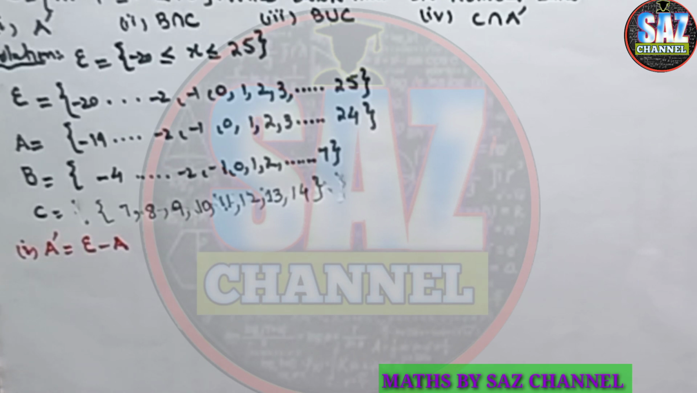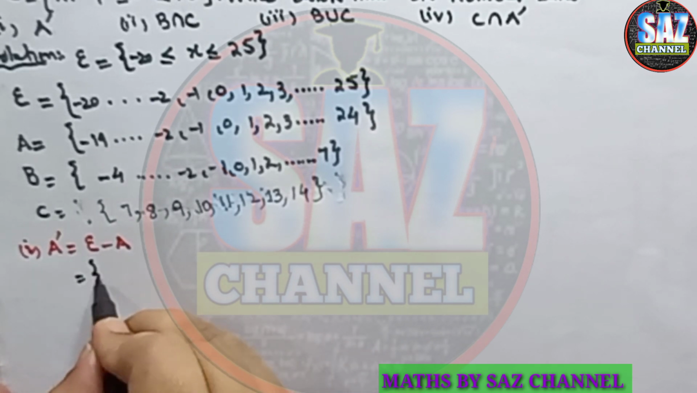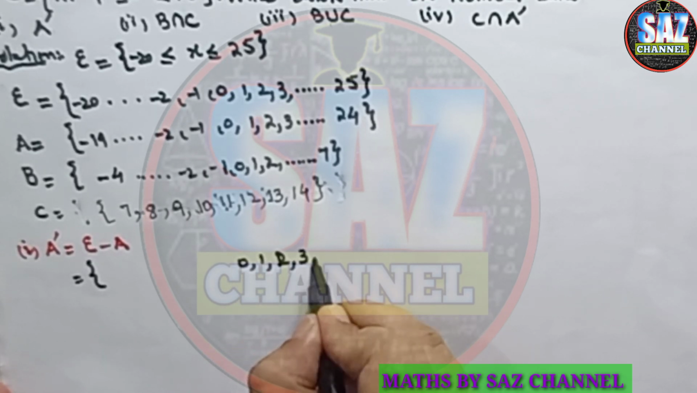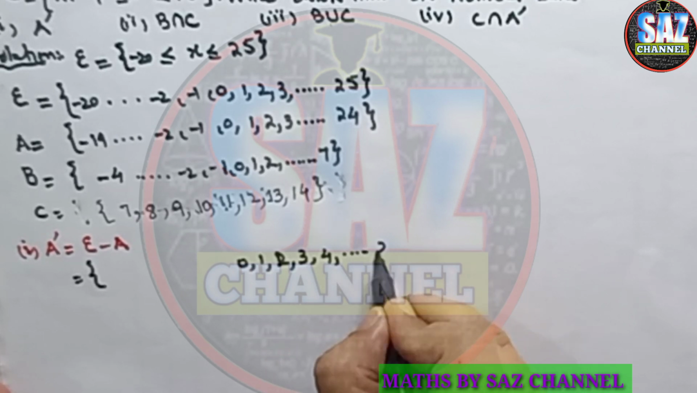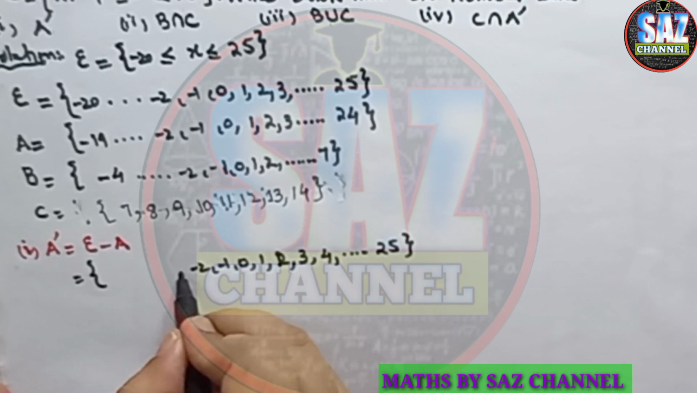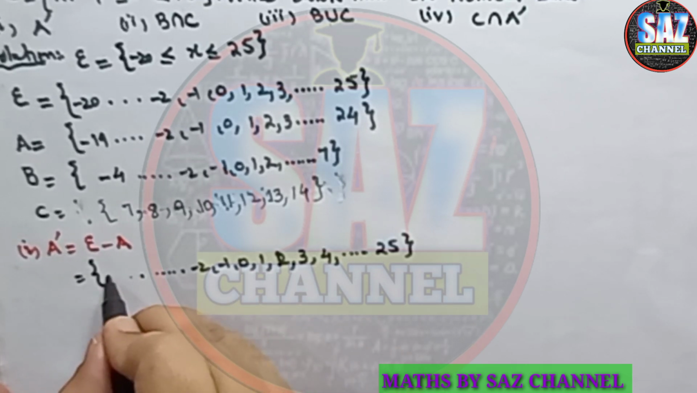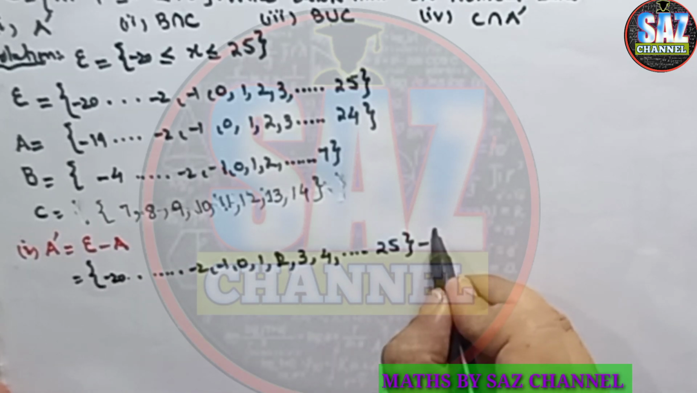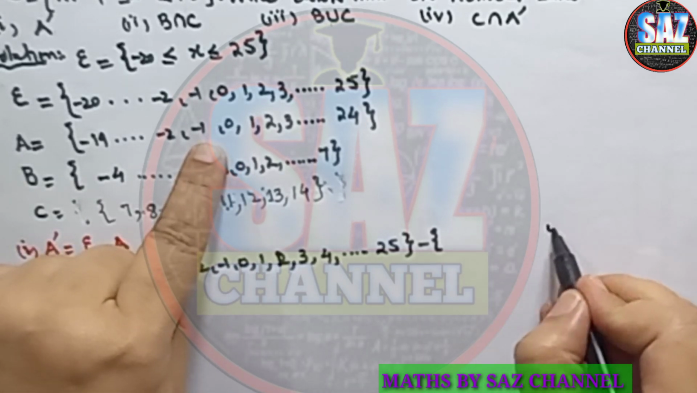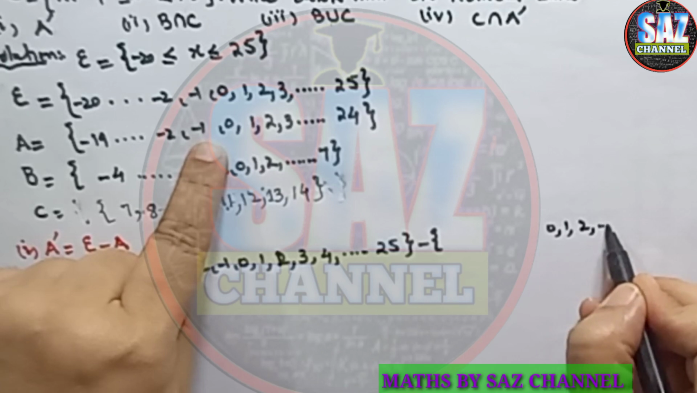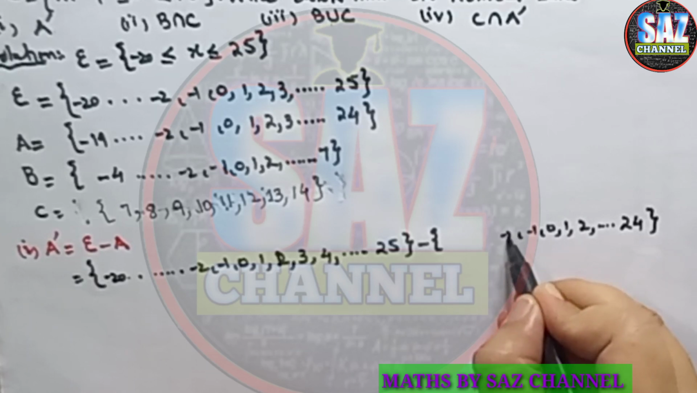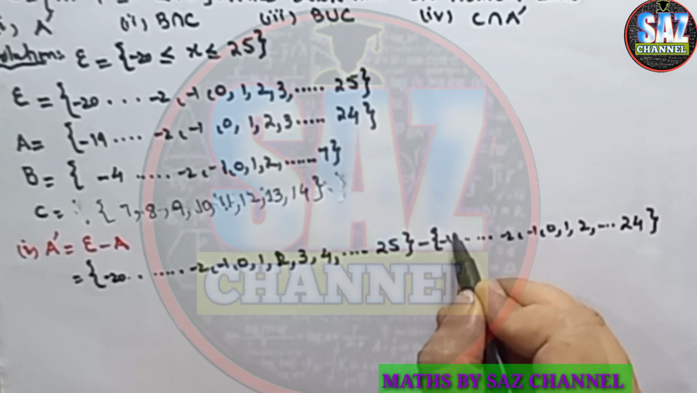Universal contains the elements from -20 to 20, 0, 1, 2, 3, 4, up to 25, and this is -1, -2, so on up till -20. This is universal. Minus A contains the elements 0, 1, 2 till 24, and on the other side -1, -2 up to -19.